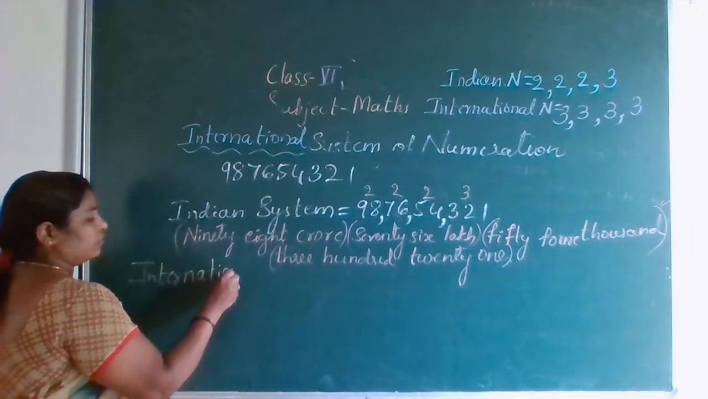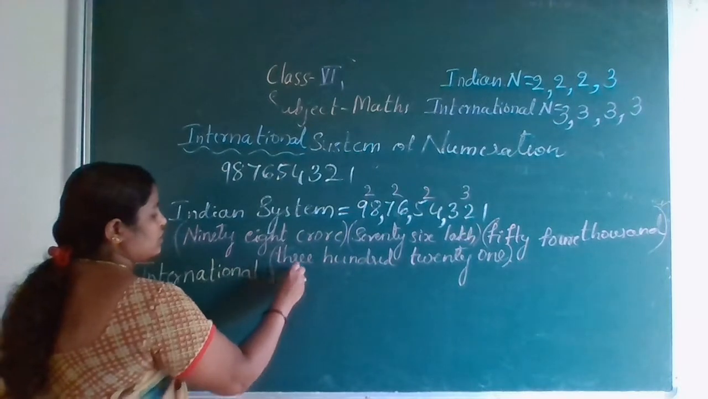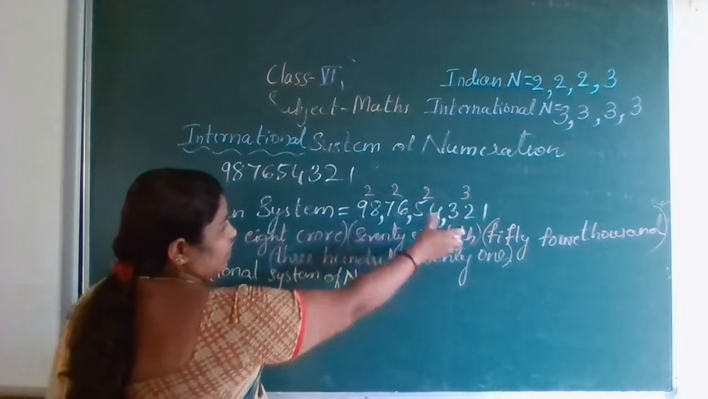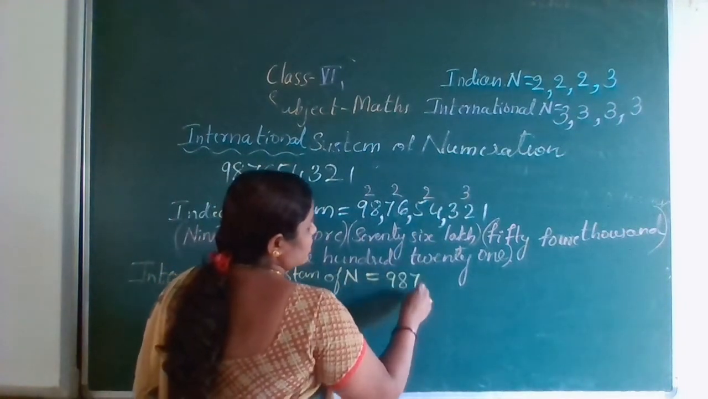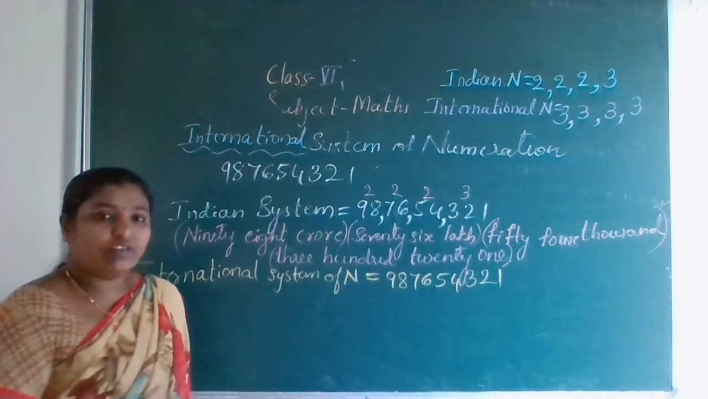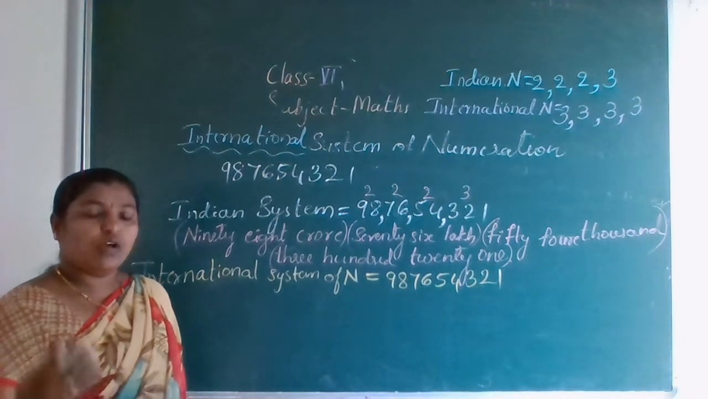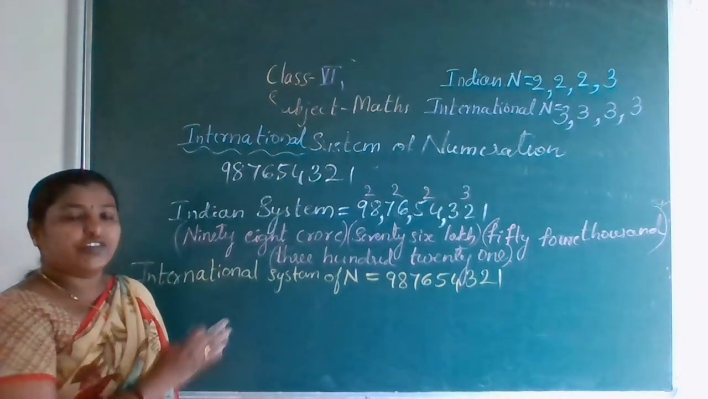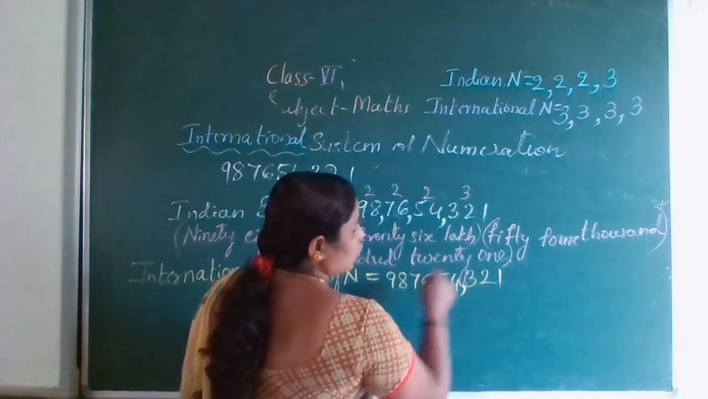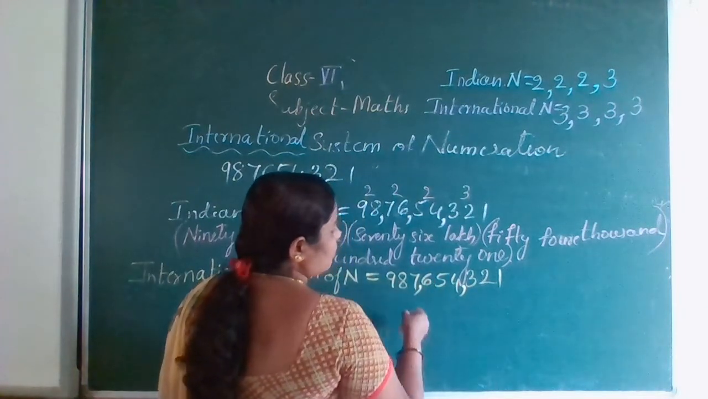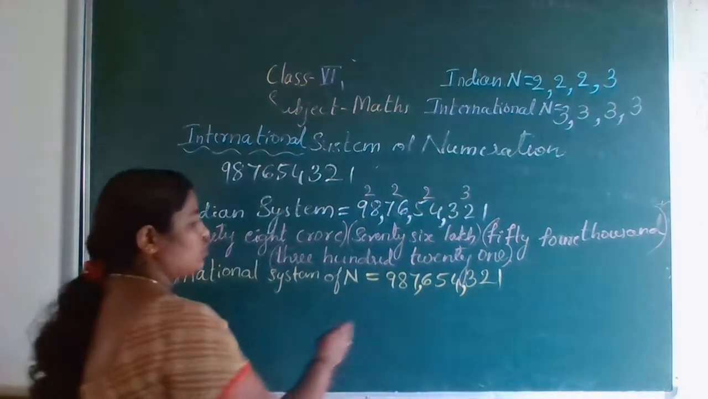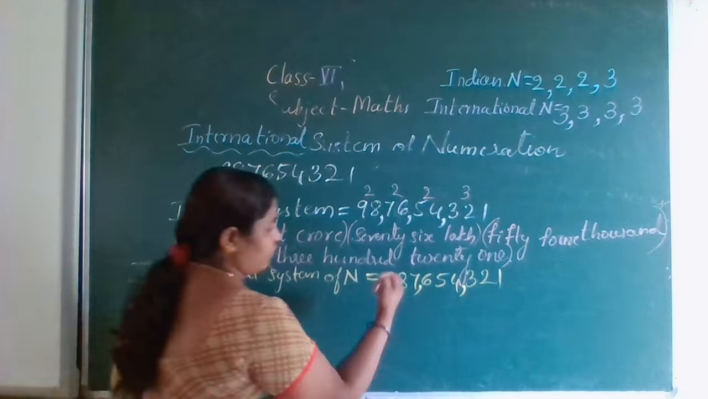International system of numeration. Same example I will take: 9, 8, 7, 6, 5, 4, 3, 2, 1. So how to give the comma, I told you already. After 3 digits, again after 3 digits: 3, 3, 3, 3. So first the ones group, this is the thousands group, next this is million, after this billion. So write the number name, read it first.